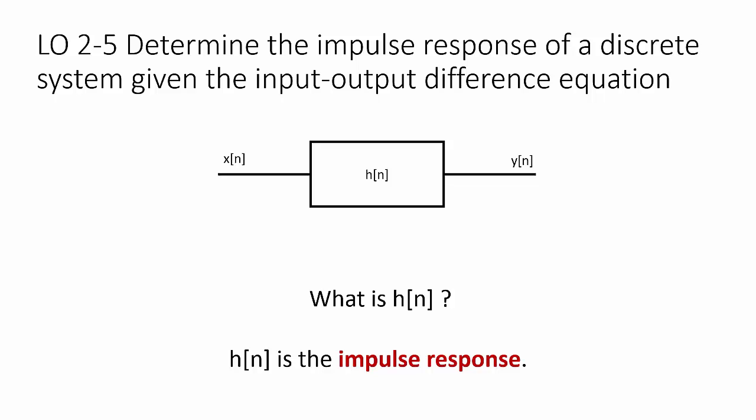Remember that h of n is the impulse response. That means that the input is an impulse. Therefore, the output is a response to the impulse, or the impulse response.